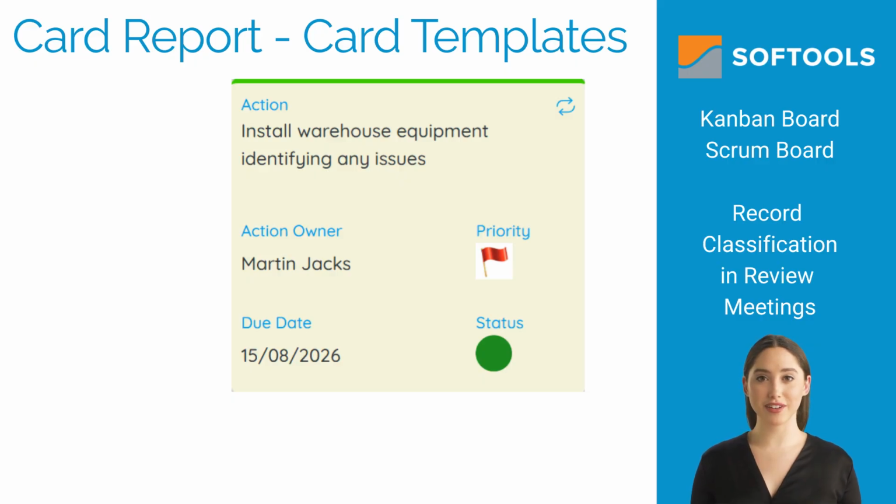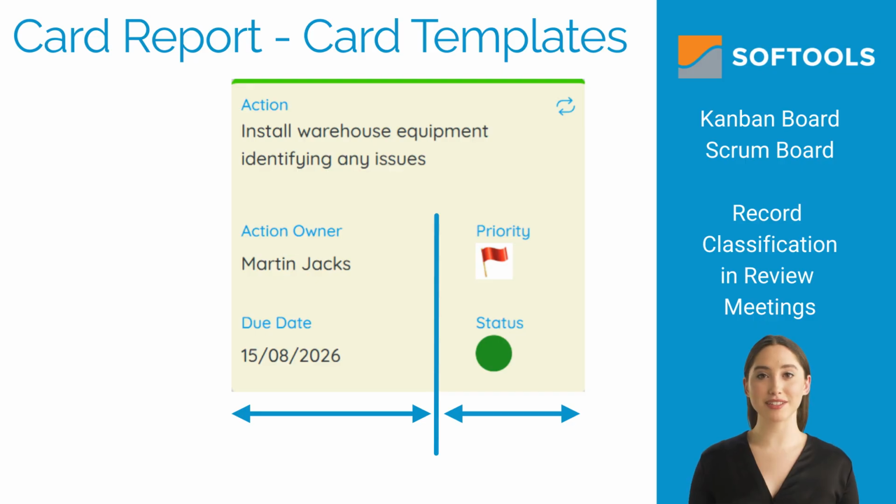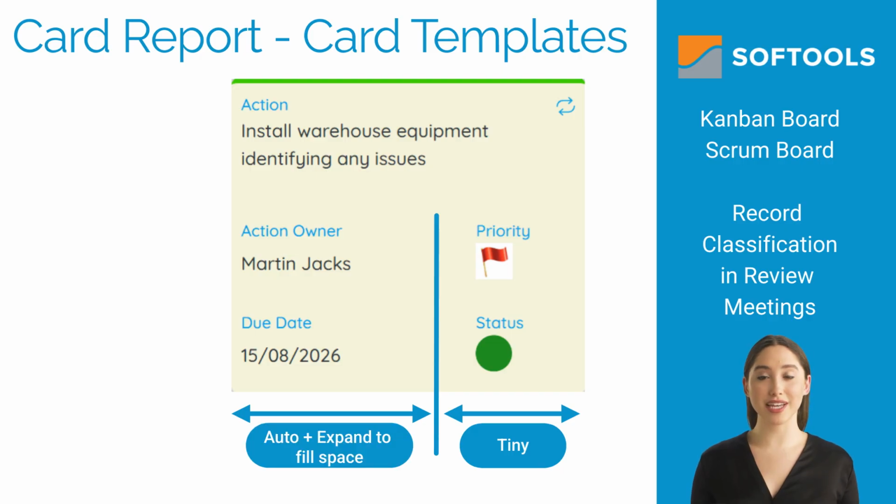To do this, we can define the space that each row or column should take. We know that the priority and status in the second column will require little room, but that the length of the value in the action owner could vary. So we can define the second column as tiny and then have the first column take the remaining available space.